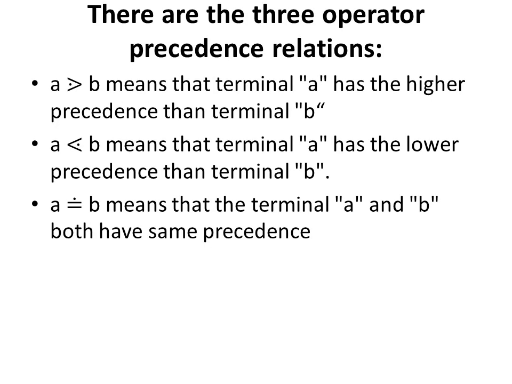There are three operator precedence relations. Number one, A is greater than B, where A and B are operators, called terminals. A is greater than B means that terminal A has higher precedence than terminal B. Number two, A is less than B means that terminal A has lower precedence than terminal B. A equal to B means that terminals A and B both have the same precedence.